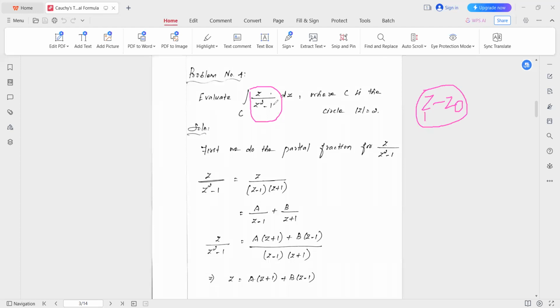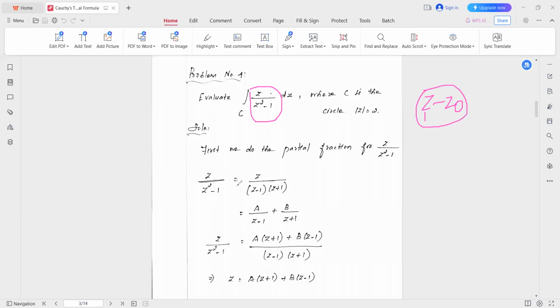Okay, so how can we do this? Of course, partial fractions. So partial fractions will come into this. So we are going to do partial fractions for this one. So consider z by z square minus 1. z square minus 1 can be written as z minus 1 into z plus 1.